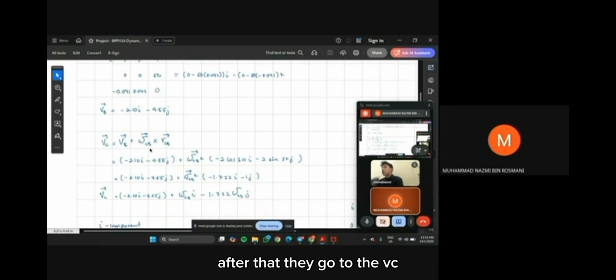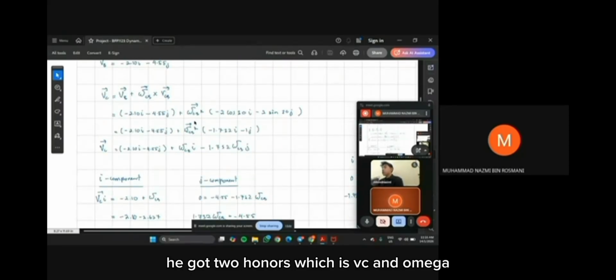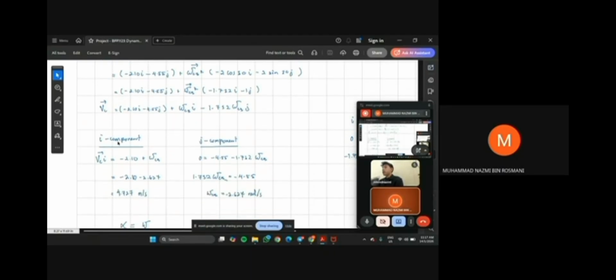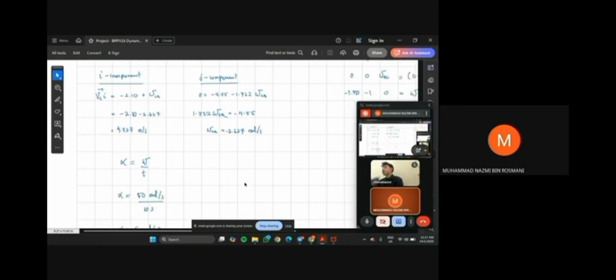After that, we go to VC equals VB plus omega CB times RCB. For this equation, we have two unknowns, which are VC and omega CB. And the same as before, we do a cross product for omega CB and separate the i component and j component. For the i component we got velocity 4.727, and for the j component we got omega CB, which is negative 2.627 radian per second.